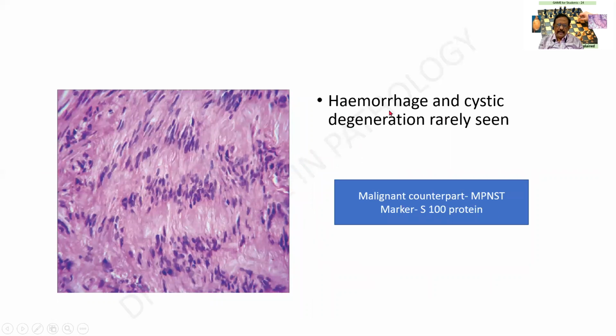Rarely you may be seeing hemorrhagic and cystic areas of degeneration. This kind of a field can be focused for you in the microscope. So you find that there is a palisading arrangement of the nuclei and the cytoplasmic extensions which are eosinophilic. The malignant counterpart of this is called the malignant peripheral nerve sheath tumor. And the marker for these will be the S100 protein. Please remember this.